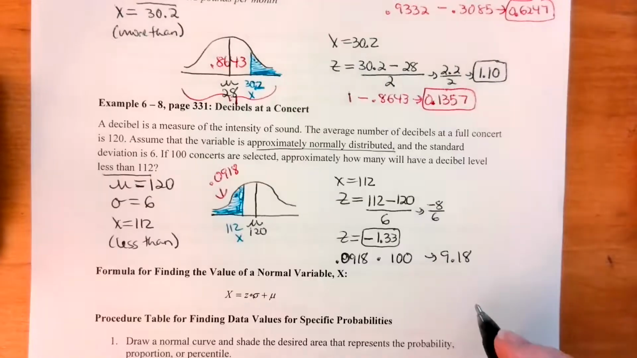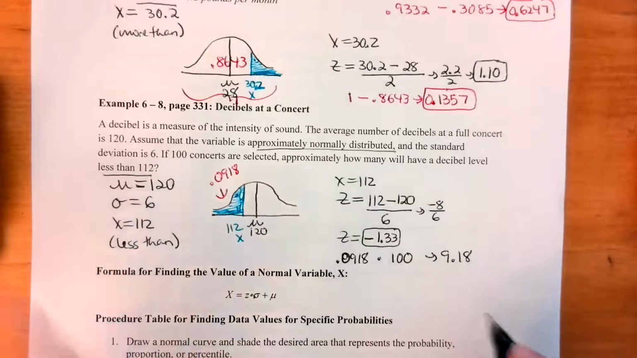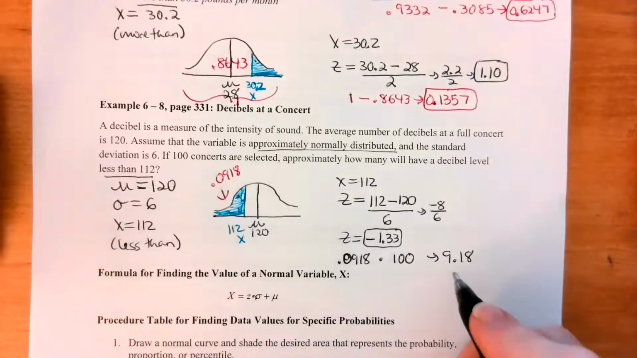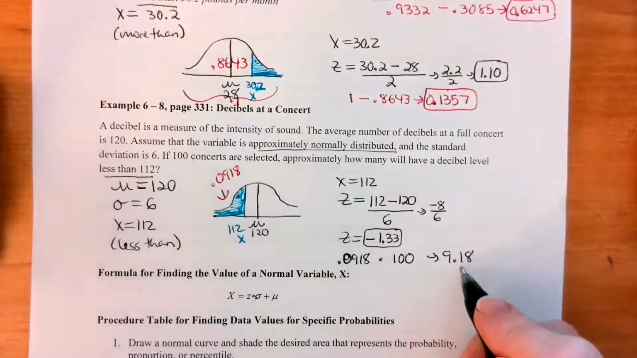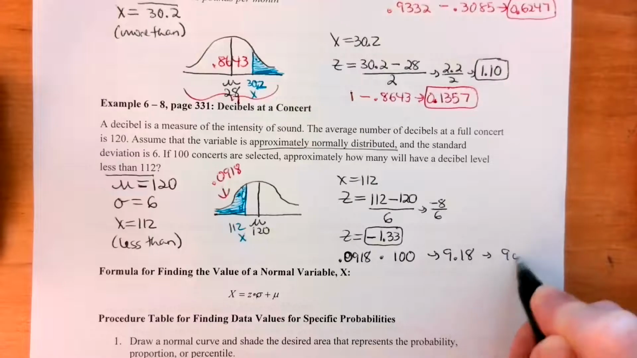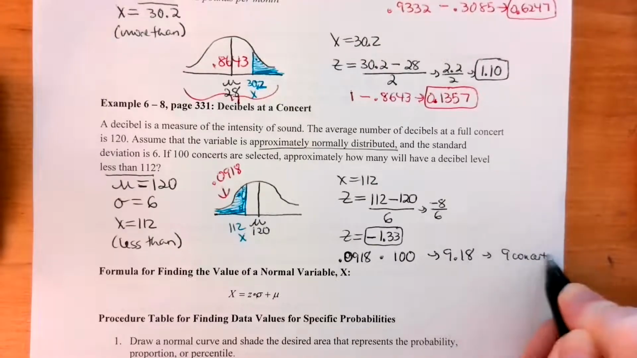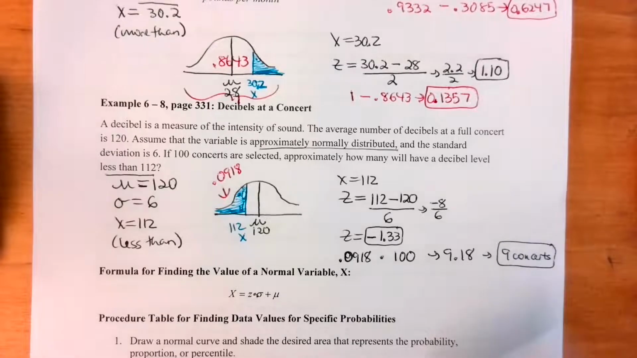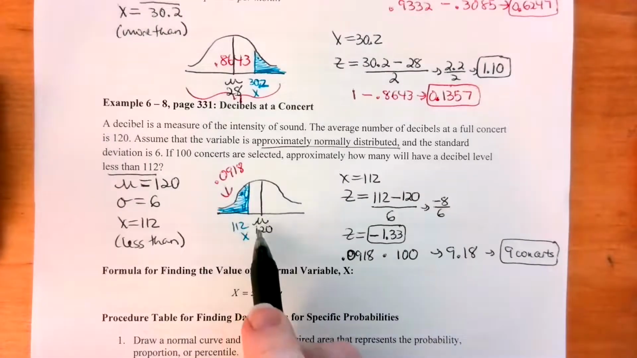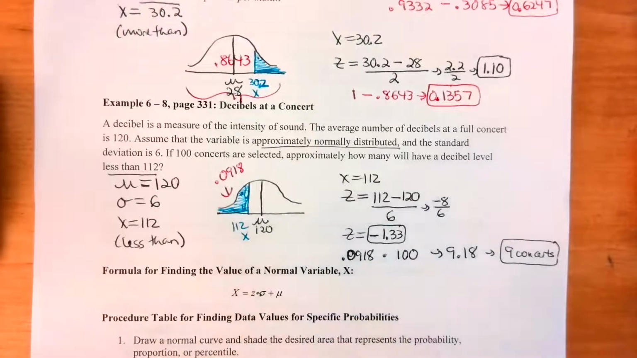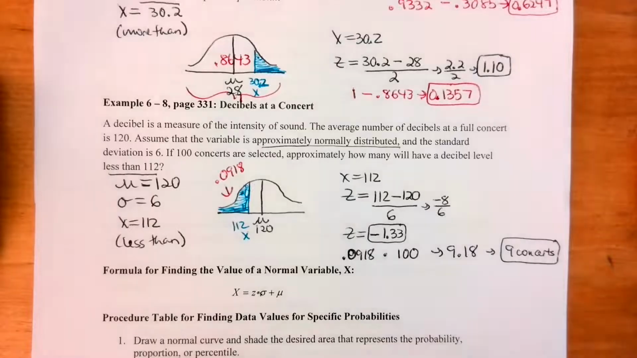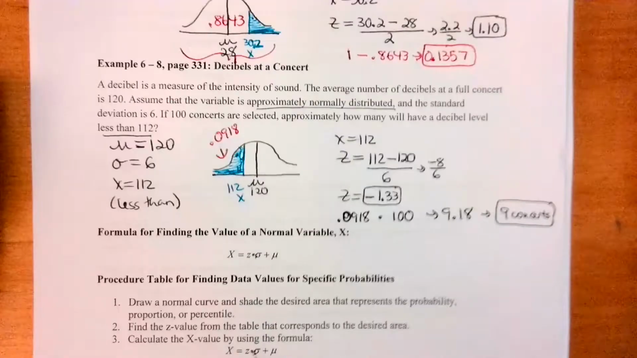So you can't have 9.18 concerts. Is that closer to 9 or 10? You can only have a whole concert. That's closer to 9 because the tenths place is a 1. So about 9 concerts out of every 100 you can expect to have a lower decibel level than the average, than the mean. You're going to round to the nearest whole number because a concert can't be a decimal amount. Again, ALEKS should tell you how it wants you to round.